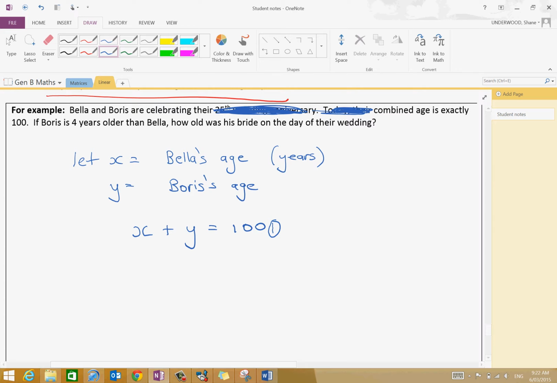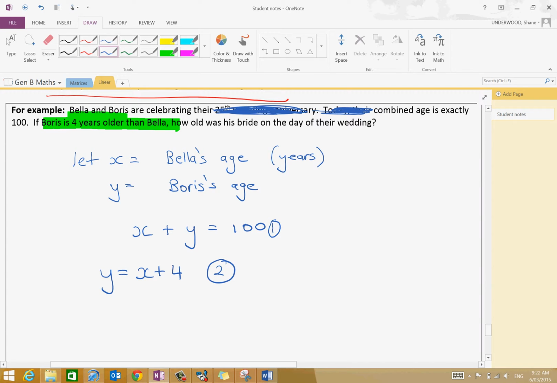And therefore, we've got another one. This is where it becomes trickier. Boris is 4 years older than Bella. Now, remember, Boris is 4 years older than Bella. So if we say that Bella is x, and I add 4 to Bella's age, that is equal to what? y. That is equation 2.